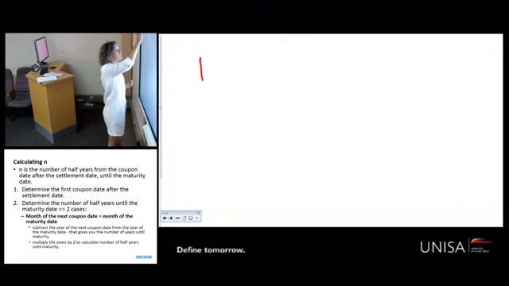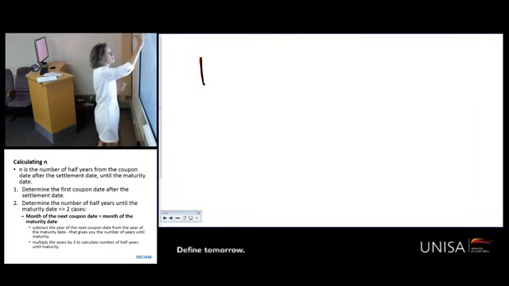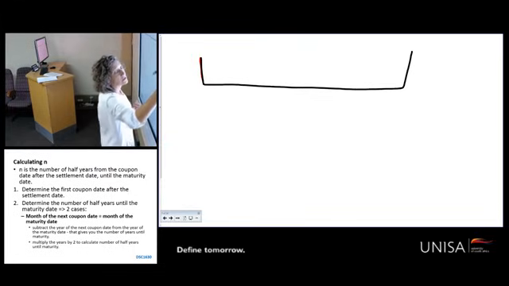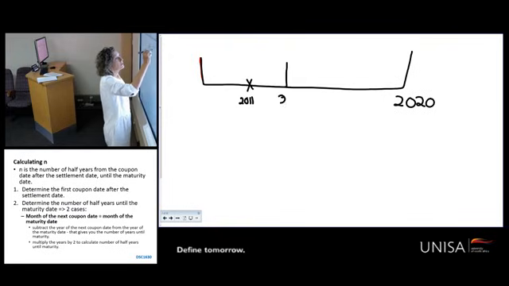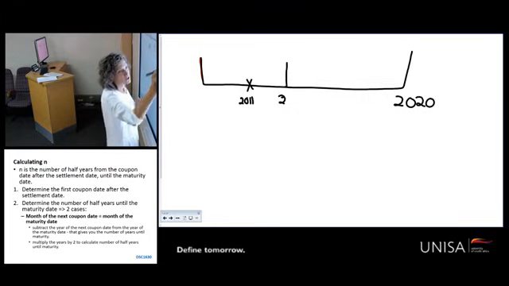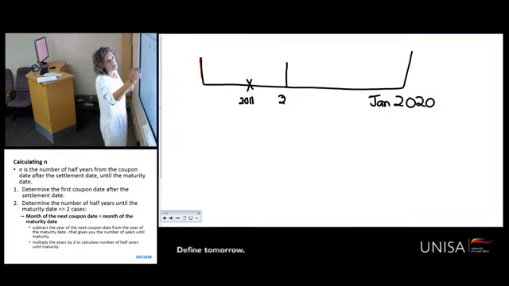So let's say, let's use a black one again. Let's say our maturity date is in 2020. Here's our settlement date. Let's say it is somewhere in 2011. And this date here, our coupons, let's say our coupons are in January and July. So let's say this is January, right? So our coupons will be every year in January and July.